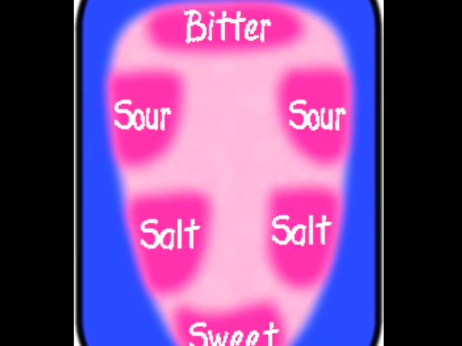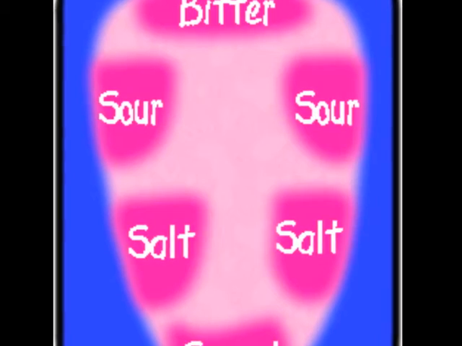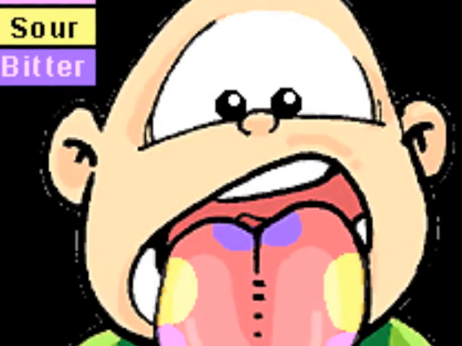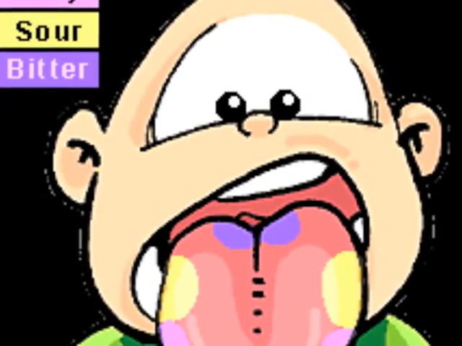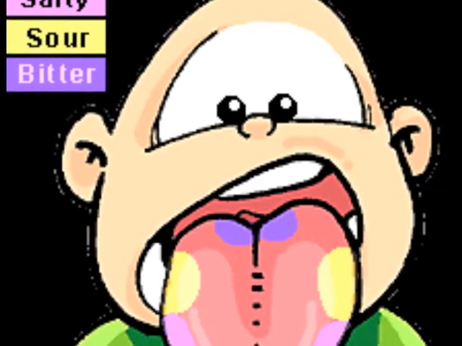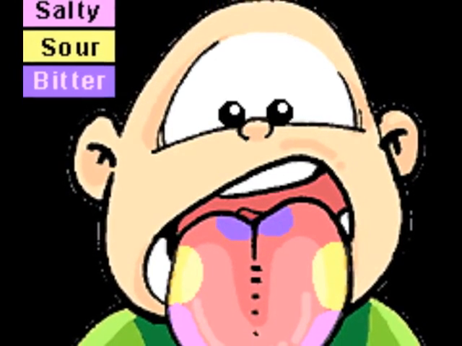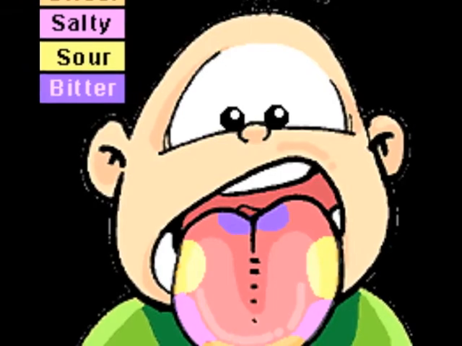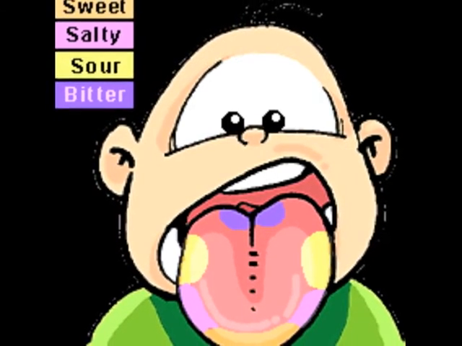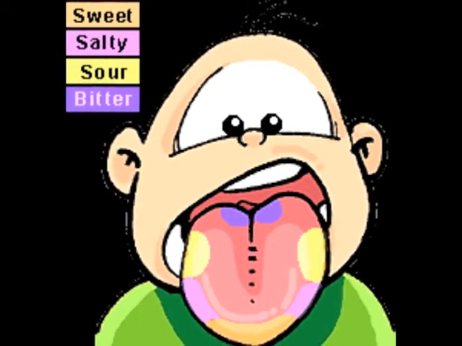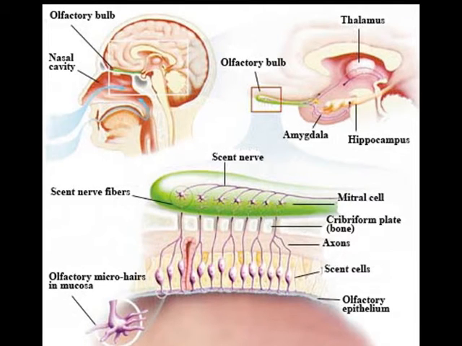Sour taste is caused by acid, a hydrogen ion concentration. Salty taste is caused by ionized salts, mainly a sodium ion concentration. Sweet taste is caused by sugars, alcohols, and other chemicals, and bitter taste is caused by long chains of organic substances. That's very interesting, Helga.